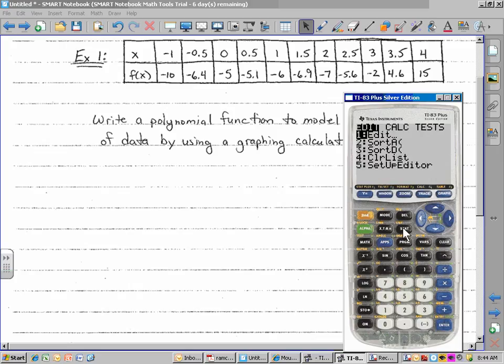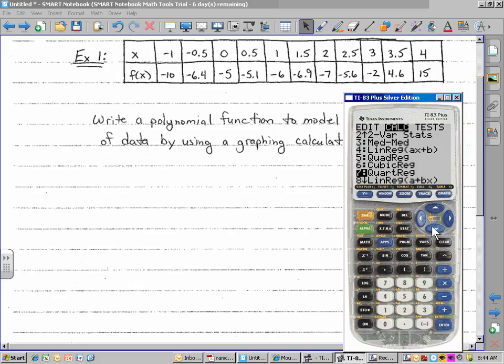Stat, calc. We scroll down, we have some options here. Number 4 is linear regression. That's what we did before. Number 5 is quadratic. 6 is cubic. 7 is quartic. That's where we find them. It's probably a good idea to graph the data first to give you an idea of what curve it's going to look like. So let's go ahead and do that.